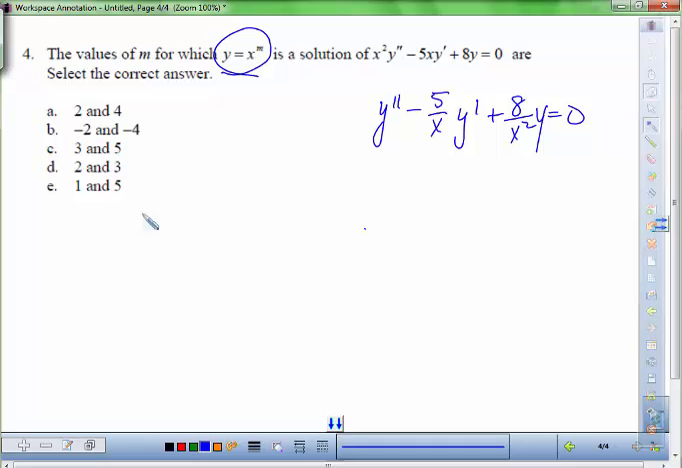So if that is in fact the case, we should be able to take that x to the m, we should be able to take two derivatives of that, right? Which shouldn't be a problem. And then plug it into here to see if we can force it to equal 0. So let's do that. Let's take a couple of derivatives here. Y prime is, what's the derivative of x to the m? And then the second derivative?